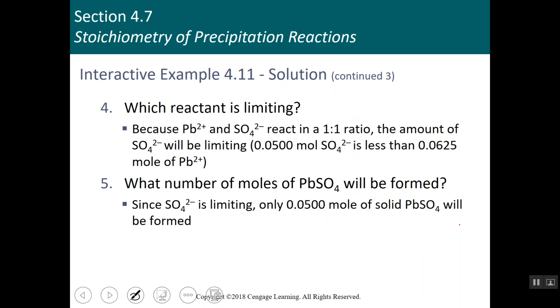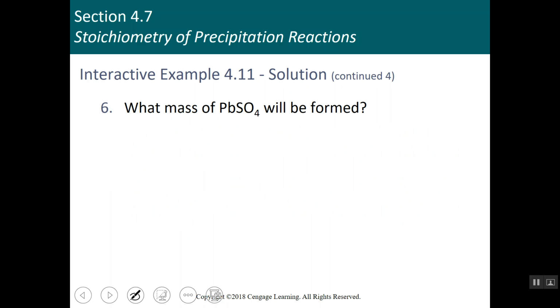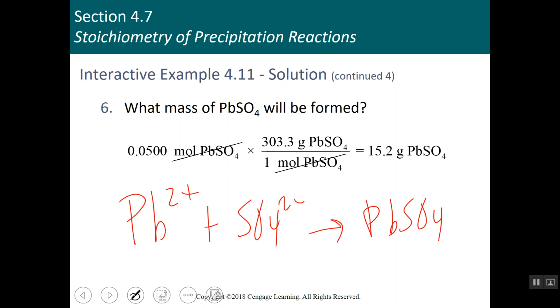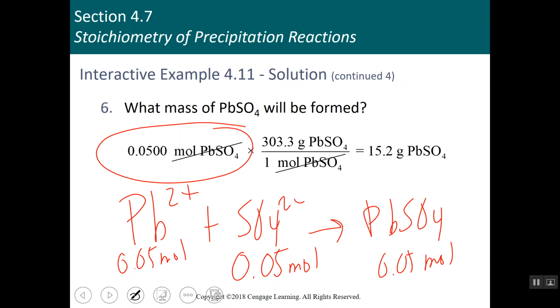So how many moles of lead sulfate can be formed? Well, we have to use the limiting reactant. We have 0.05 moles of the limiting reactant, and because our reaction was 1 to 1 to 1, it reacted with 0.05 moles of the other to make 0.05 moles of product. So that's why I can start off over here saying I have 0.05 moles of lead sulfate. I take that times the molar mass of lead sulfate, and I should obtain, after drying, 15.2 grams of lead 2 sulfate.